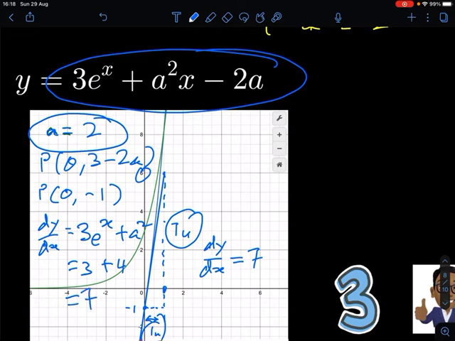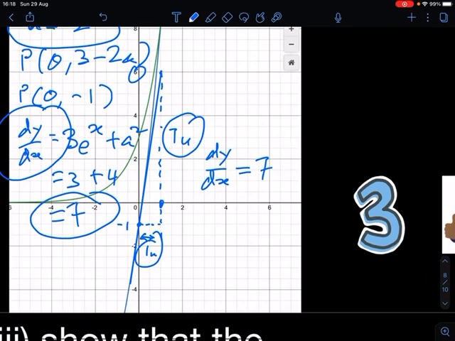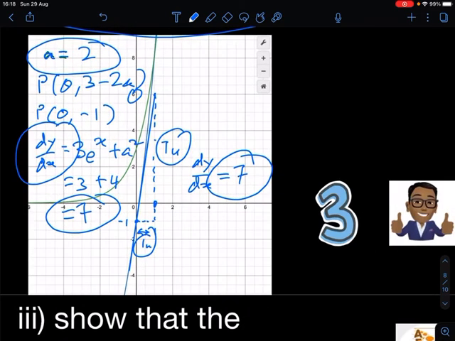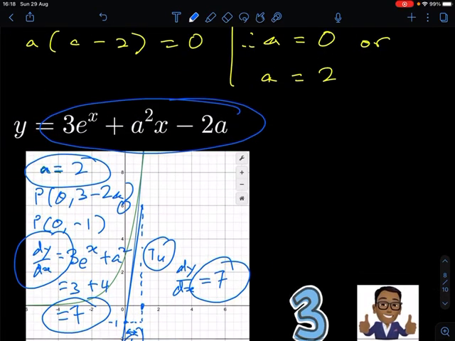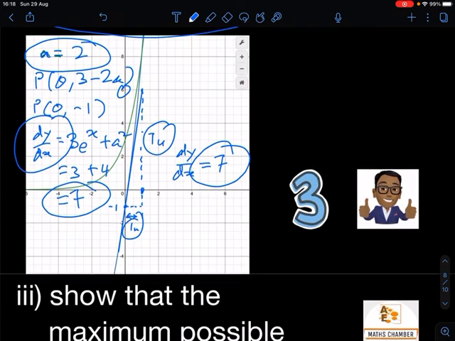Alright, so your dy/dx by calculation is 7. By graphical method is also 7. So we are correct. Alright, this is just to prove to you by graphical method, right? By calculation we have done it, right? And okay, that's your part 2.